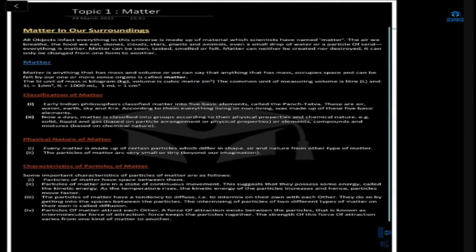Can any one of you tell me what is matter? What do you mean by matter? Anything that has a mass and occupies space is known as matter.